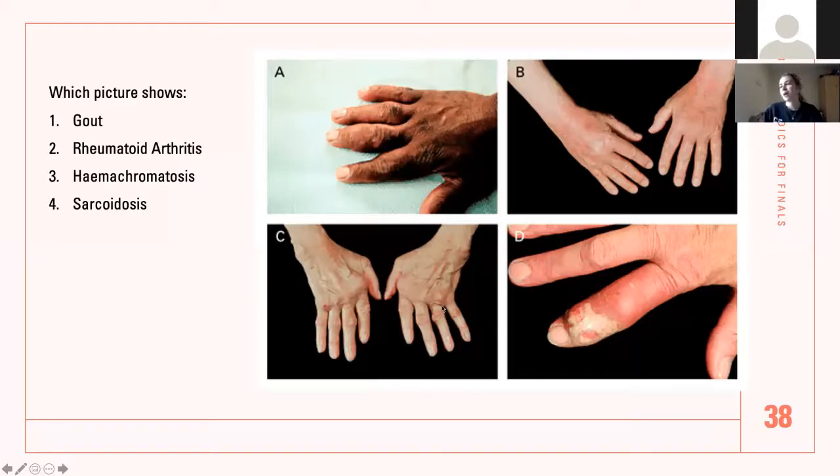So you can see the patient's got ulnar deviation here, swollen joints, looks quite painful, but the telltale sign here is the ulnar deviation. Number 3, hemochromatosis. So that is B. And then sarcoidosis is A.